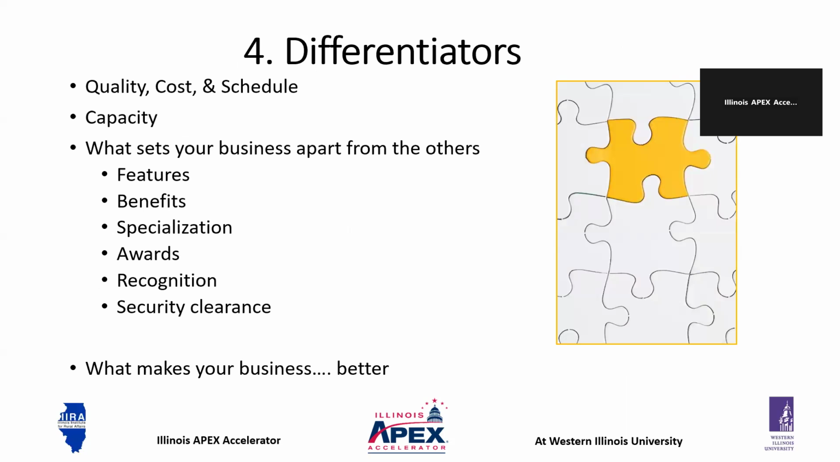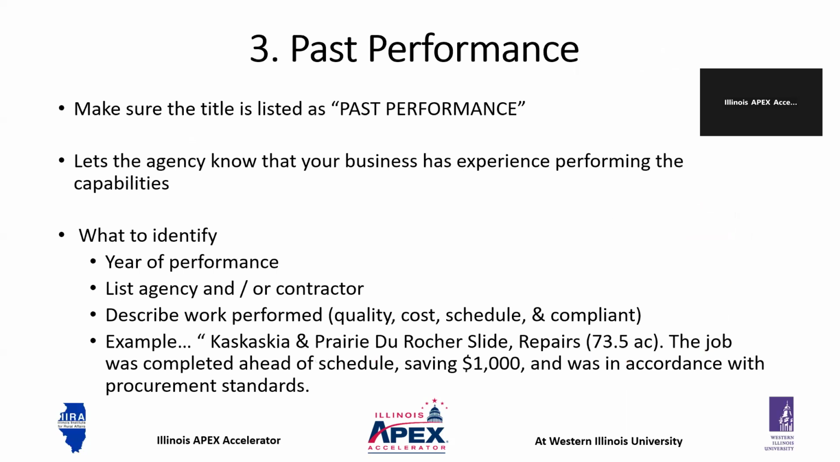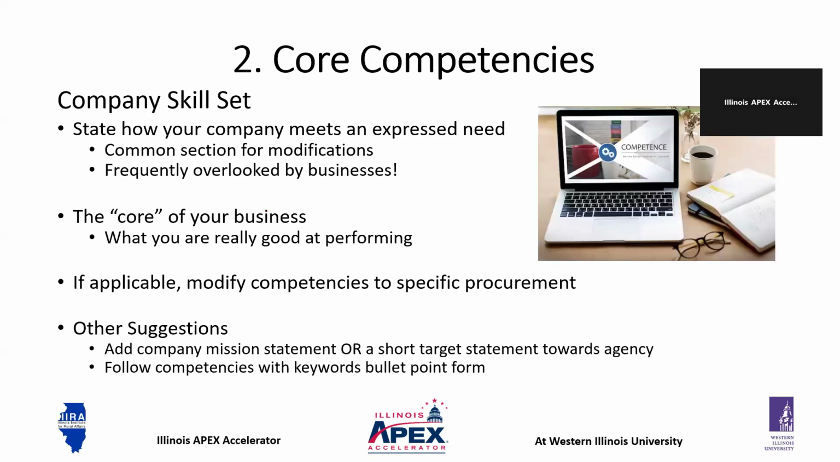Before we go to differentiators, I wanted to go to core competency, and somehow we skipped over this. Key element number 2. So before we go to 4, we're going to go to number 2. This section, the core competency, is what is your company skill set? What is the core of your business? What is your business built on?